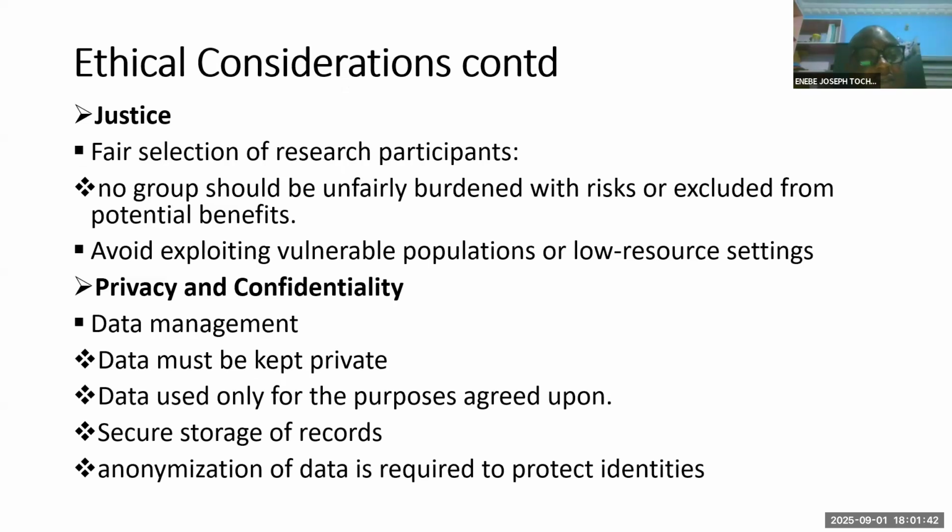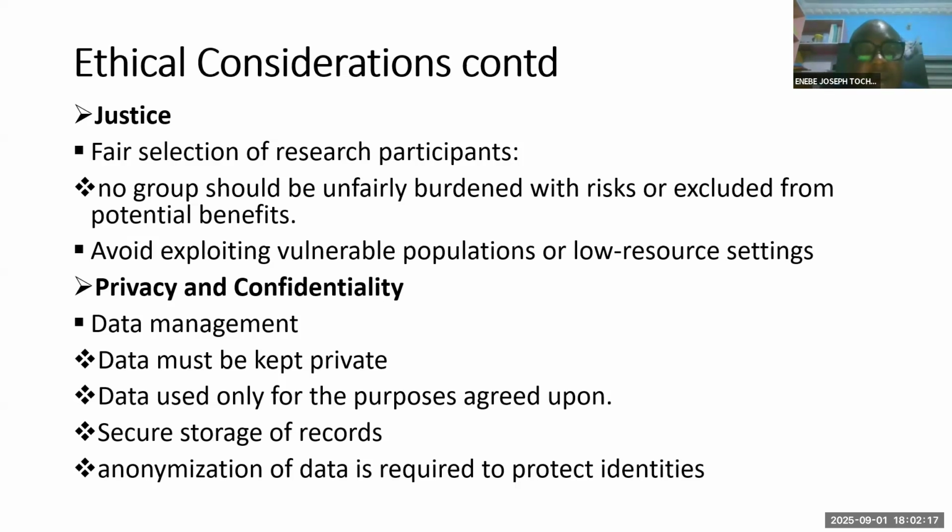Now, there should also be justice. First, selection of patients. In a randomized control trial, you find that there's fair selection of patients, especially when you know that it could be beneficial. Randomization means random patients. So we'll say, let me select people in the community, let them get attention. So there should be fair selection. No group should be unfairly burdened with risk or excluded from the potential benefits. You should avoid exploiting vulnerable groups, especially people in low income settings.